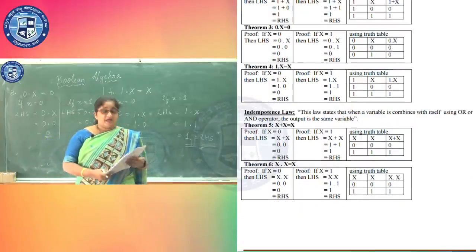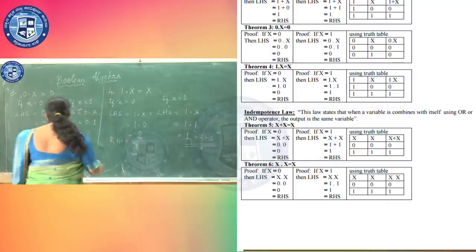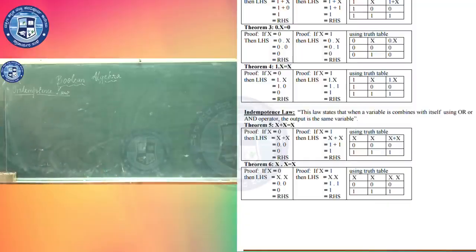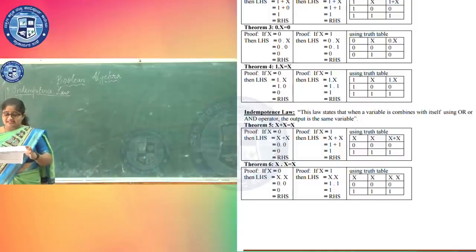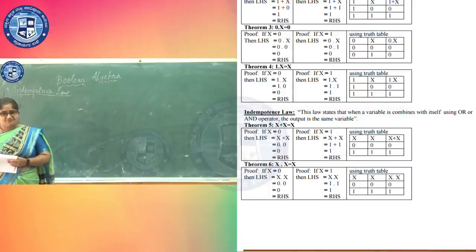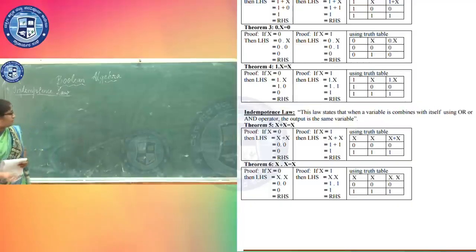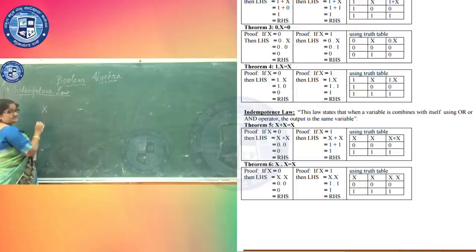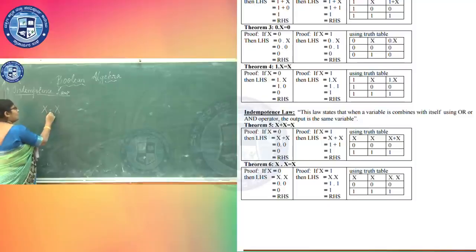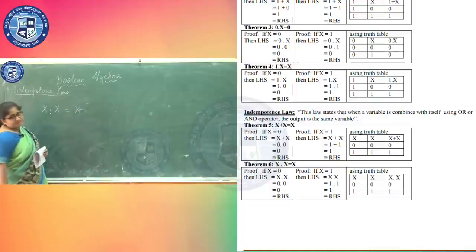The next is idempotence law. Look at the notes over there. This law states that when a variable combines with itself using an OR or AND operator, the output is the same variable. Suppose we have a variable x. X is combining itself with AND or OR, then the resultant will be the variable itself.